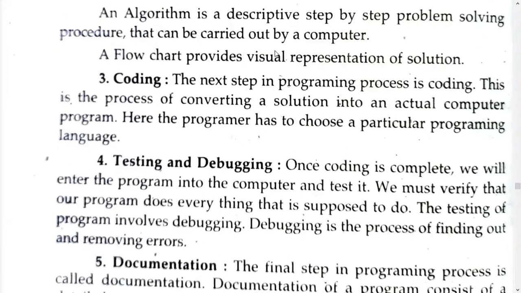Okay, next one is coding. The next step in the programming is coding. This is the process of converting a solution, that is an algorithm, into a computer understandable language. Very clearly, it is computer understandable language, either written in 0 or 1, or any language like C, C#, Python, R, anything that is understandable by the computer. The programmer has to choose a particular programming language, such as C, C++, C#, Java, HTML, etc.